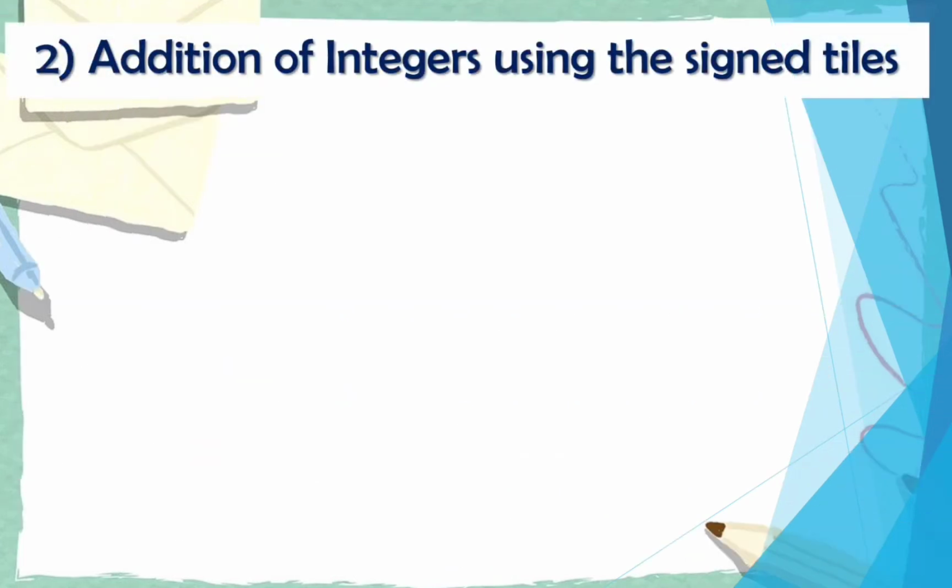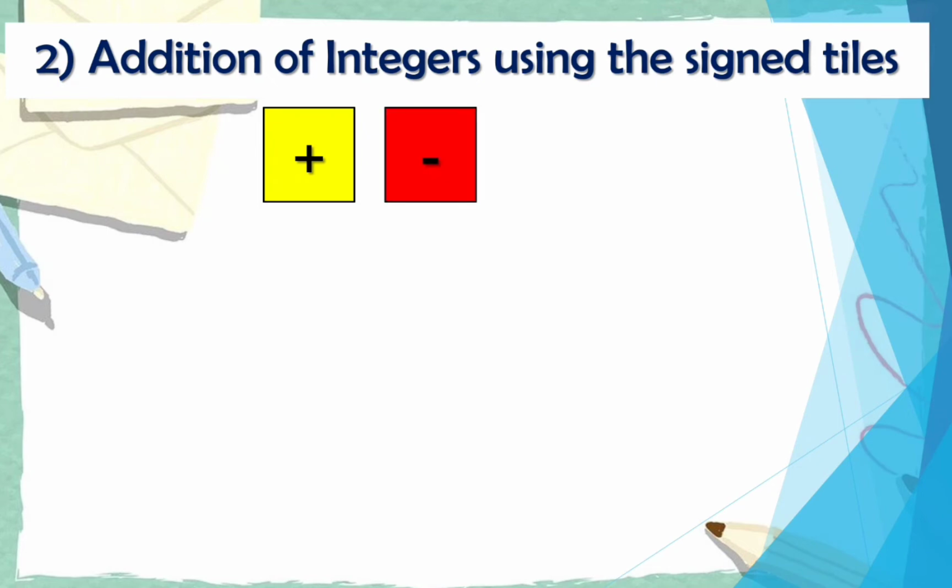Next, let us add the integers using the sign tiles. So, ano nga ba yung sign tiles? Basically, these are the tiles na may representation ng sign ng positive at saka negative. So, for positive integers, let us use the yellow tile. And for the negative integer, let us use the red tile.